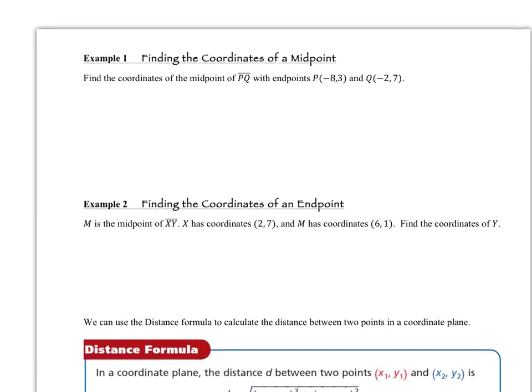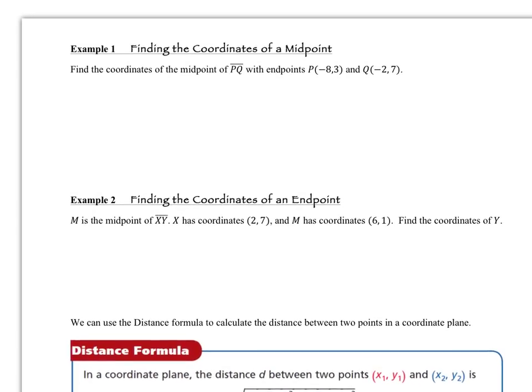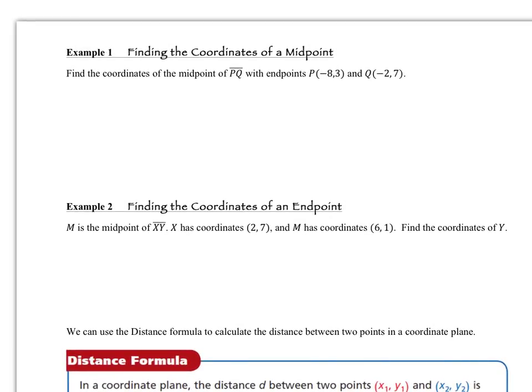Example number 1, finding the coordinates of a midpoint, says, find the coordinates of the midpoint of the segment PQ with the endpoints P and Q. We definitely do not need to graph points P and Q to be able to find the midpoint, but let's just get a general idea of where they are on the coordinate plane. Here we've got a rough little sketch of segment PQ on the coordinate plane as well as the midpoint M. We'll call it M, we don't have to, but we will.